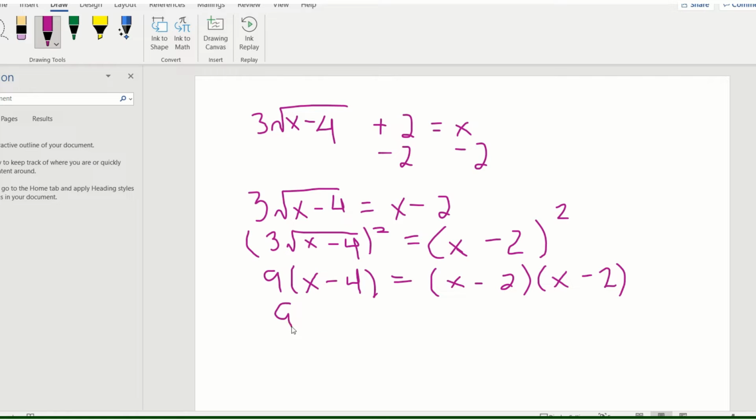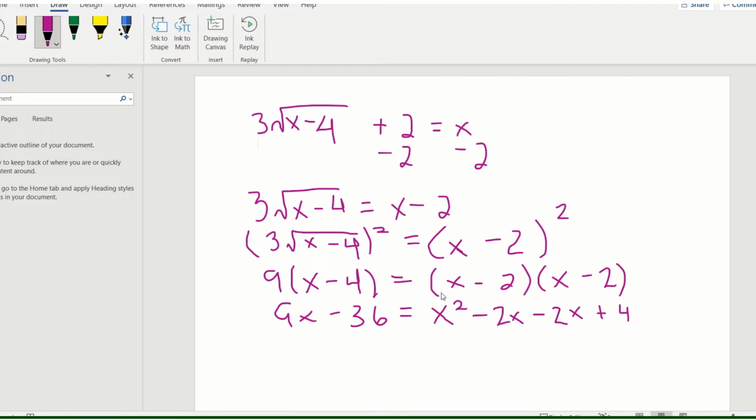All right, so I'm going to multiply everything now. So I've got 9x minus 36 over here. And then on this side, x times x will be x squared. X times minus 2 will be minus 2x. Minus 2 times x is minus 2x. And minus 2 times minus 2 is positive 4.